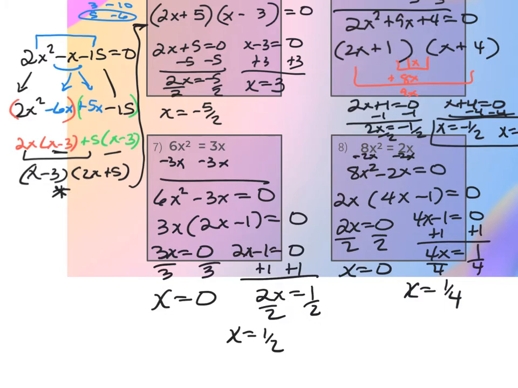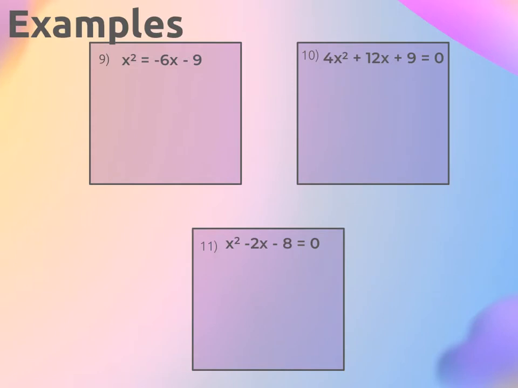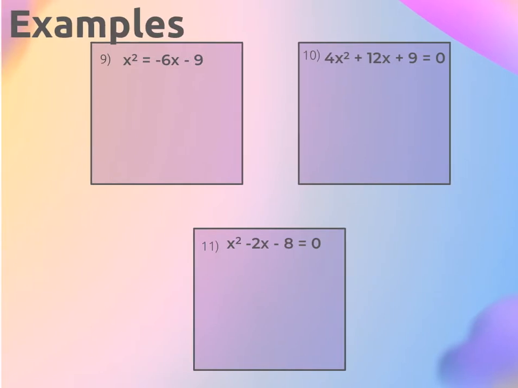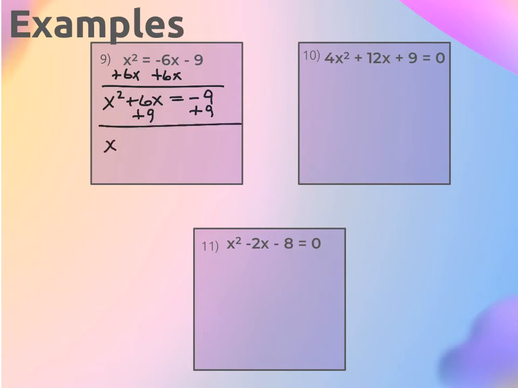Let's try another. So again, I need to set it equal to 0. So I'm going to add 6x to both sides. x squared plus 6x equals negative 9. Add the 9, x squared plus 6x plus 9 equals 0. And if you recognize this, this to me looks like it's a perfect square trinomial.